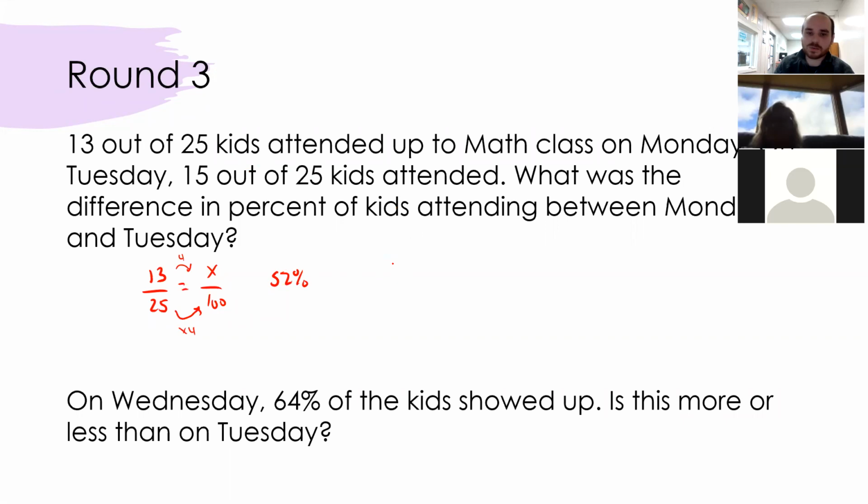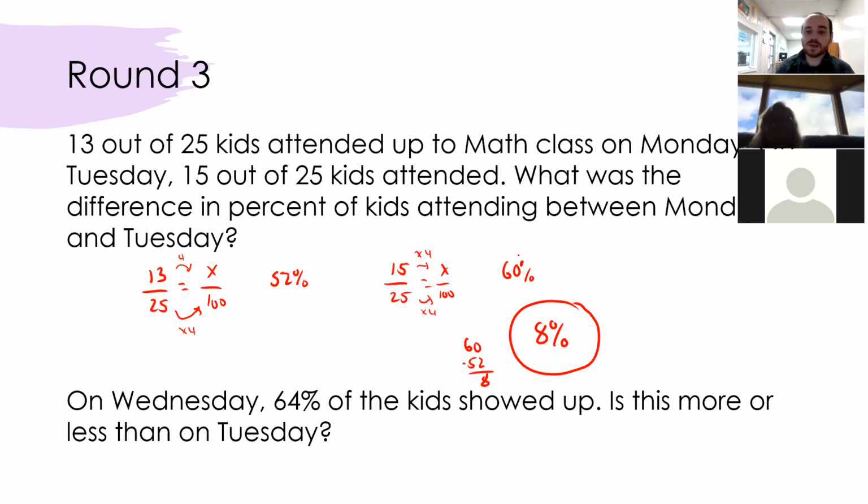Then on Tuesday, it'll be a pretty similar thing. We're going to set it up the same way. 15 over 25 equals x over 100. Again, we can just multiply this one by 4. 60. Yes, it will be 60. So we get 60% on Tuesday, 52% on Monday. 60 minus 52 equals 8. So we have an 8% difference between the 2 days.